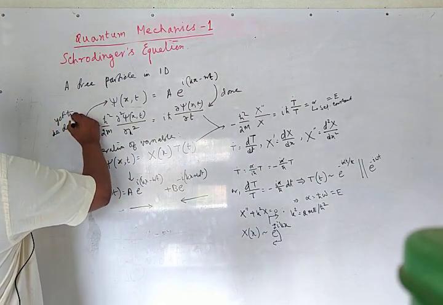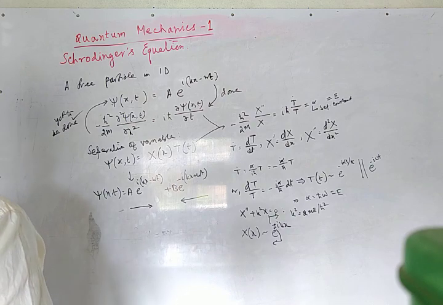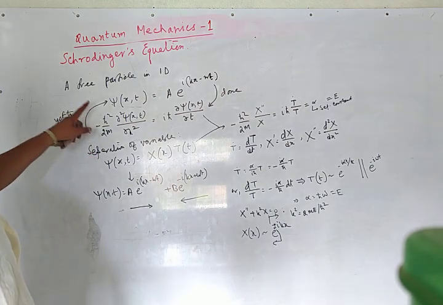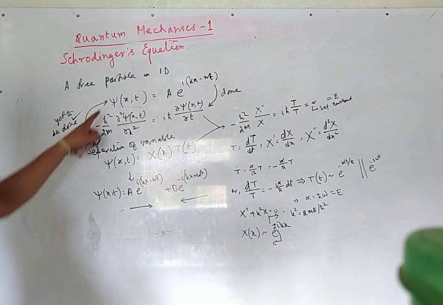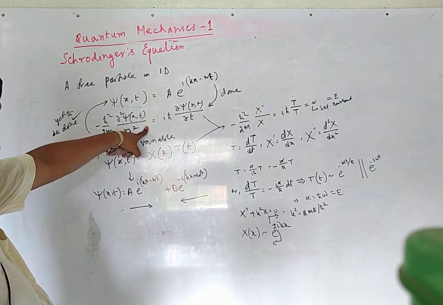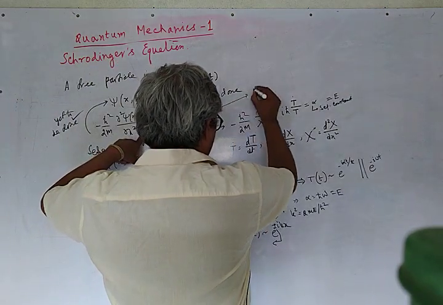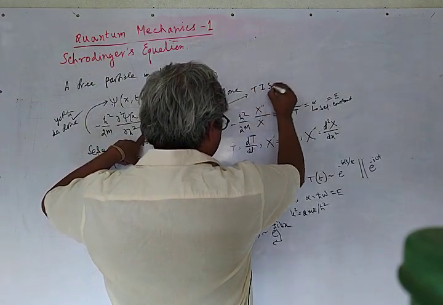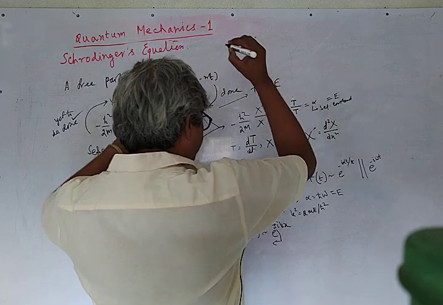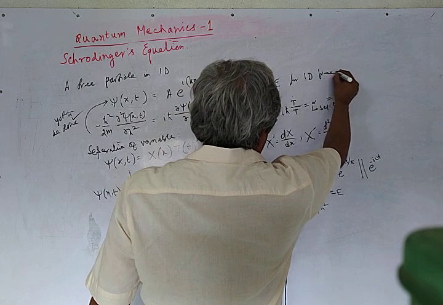So this is also done, and we come to the situation that the solution of this leads to the solution, and this is basically known as the time independent Schrodinger equation for a 1D free particle.